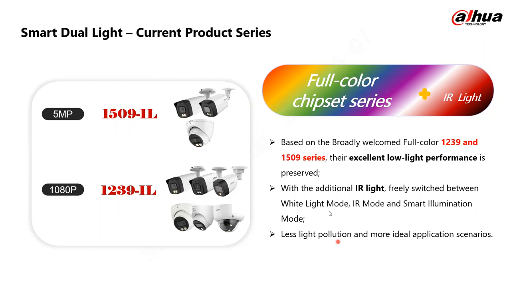If we're using the white light, it cannot switch automatically to IR mode. If you choose the IR mode by default, it won't automatically change to white light. But if you configure your camera to use the smart dual illumination mode by default, it will switch between these two modes depending on, for example, the restrictions or rules that have been set within the different area.